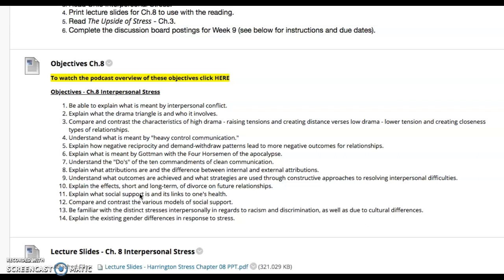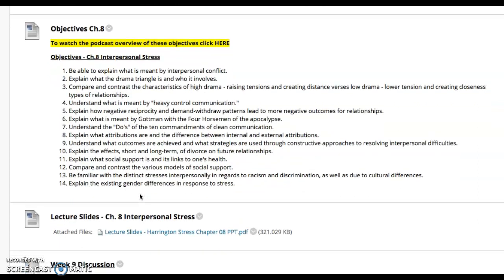If you haven't been in the habit of listening to these podcasts, you might want to do that. Oftentimes I give direction and keys to how to take the information and the best ways to study and use it for exams. So please take a listen to that podcast.